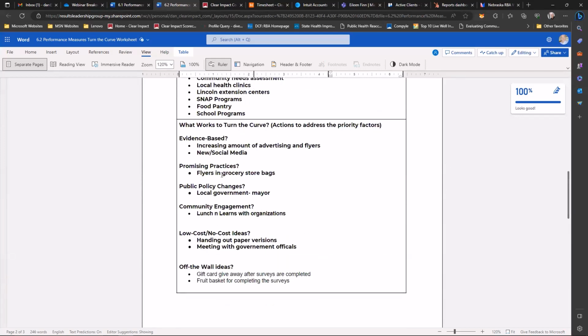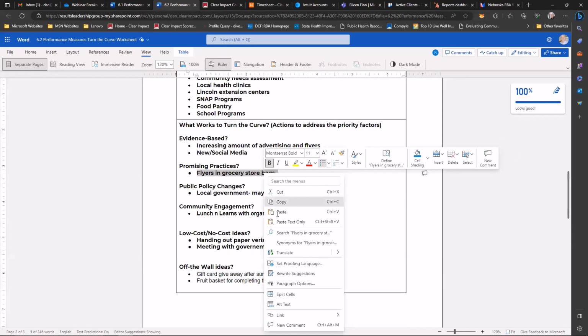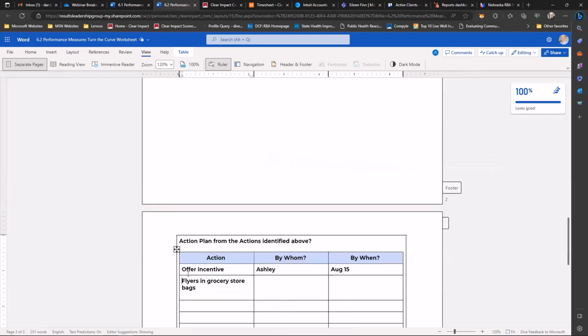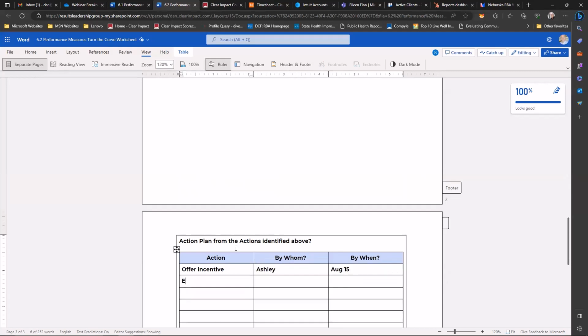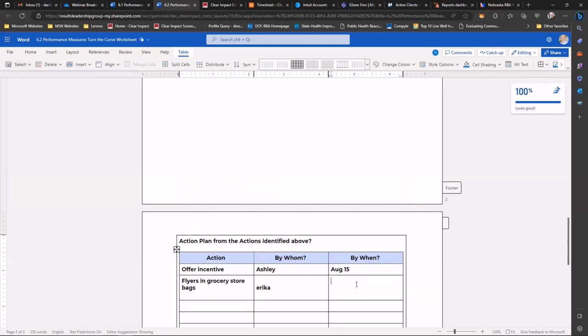Then you can look up here and say, who else is willing to do any of these? Who's willing to develop the flyers, put them in the grocery stores? So we can identify that one. Flyers in the grocery store. And let's see, somebody else in the group. I think Erica was in the group. Did I get that right? And then Erica is going to do that by X date. And so that's how you can use this. And she's going to do that by July 31st.